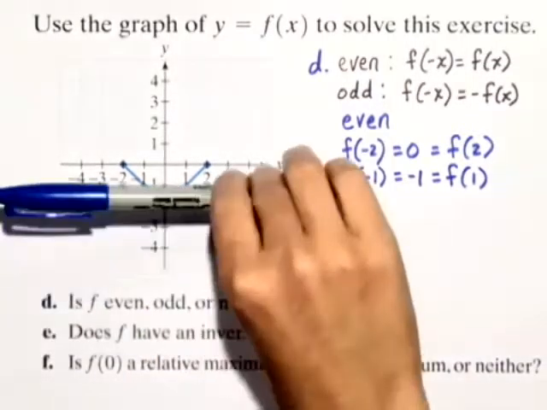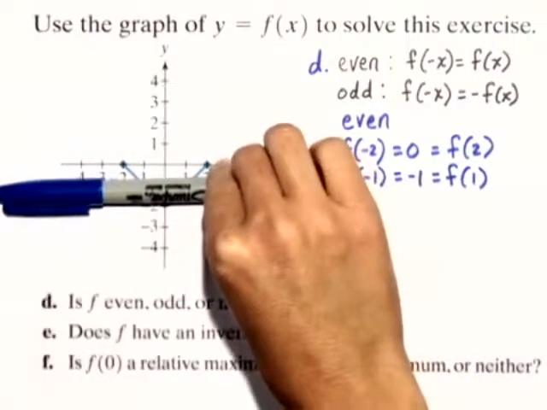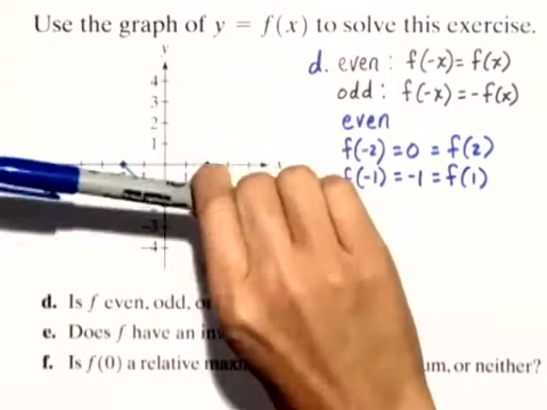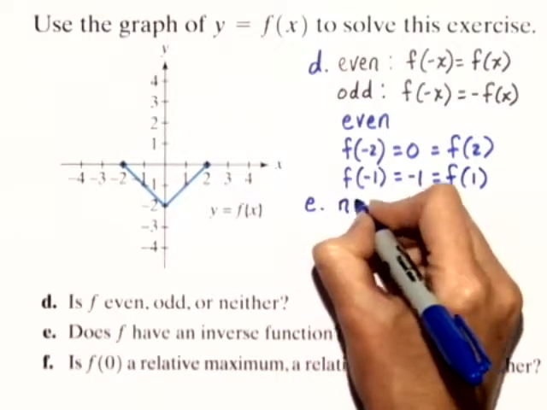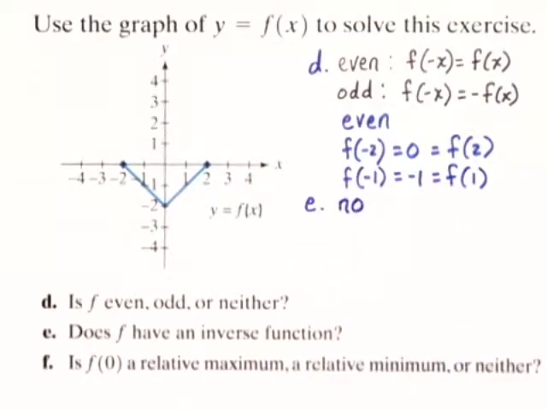And you could see we could draw a horizontal line here, and it could pass through 2 points on the graph. So it fails the horizontal line test, so therefore it does not have an inverse. The answer is no to part E.